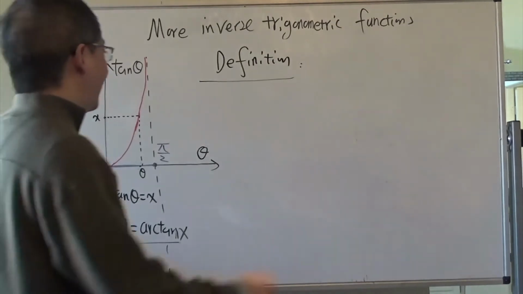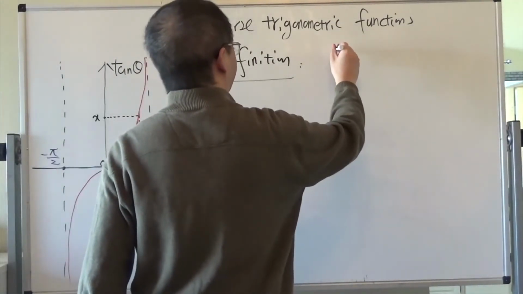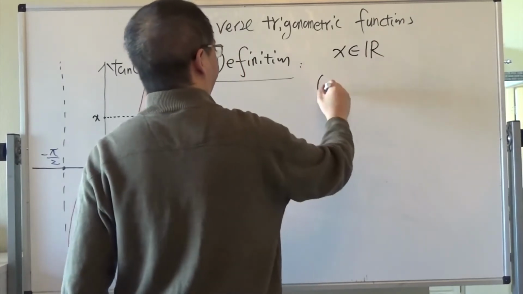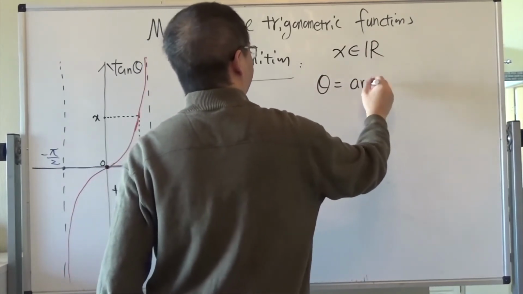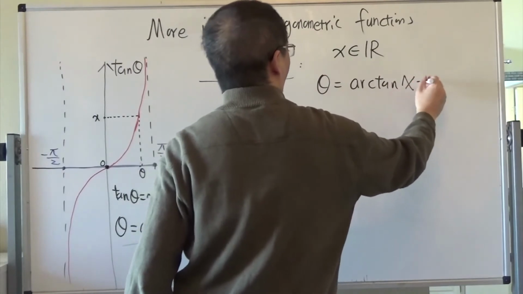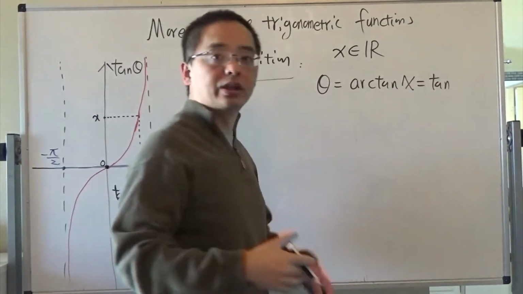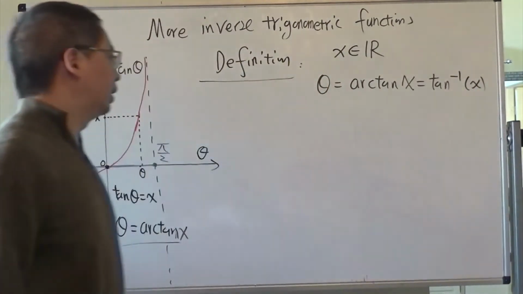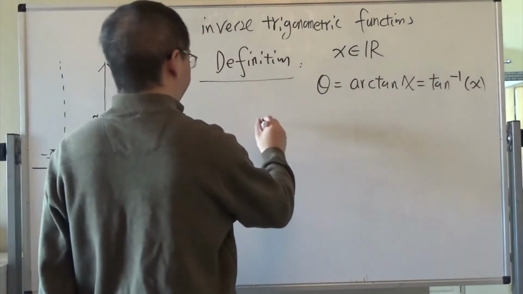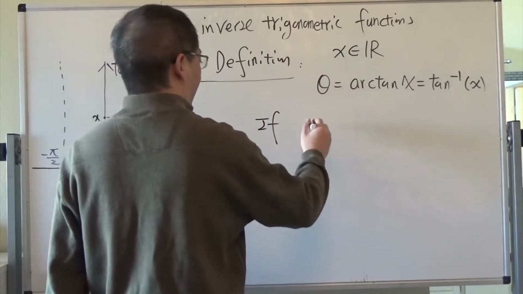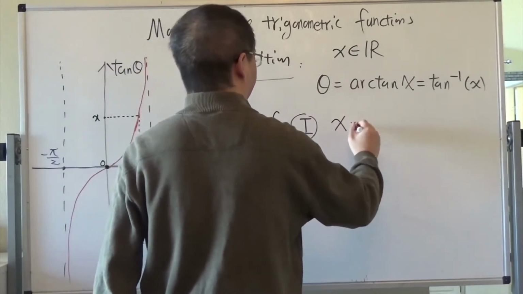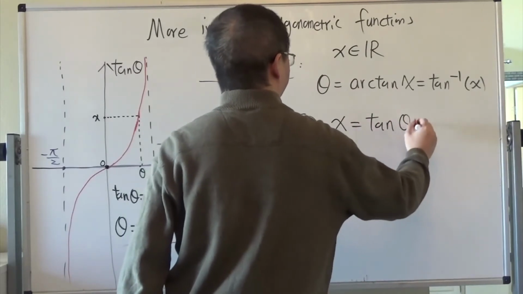If we have an x, where x is any real number, and a theta, then theta equals arctangent x, or we can write it as tangent inverse x. Either way is fine. This just means that the following two things hold. Number one, x equals tangent theta.